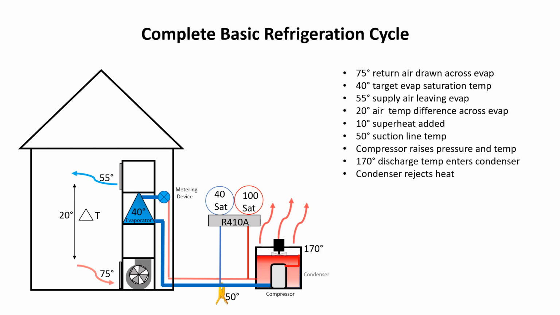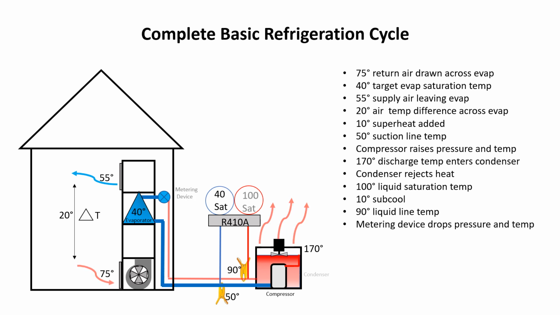The condenser fan pulls air from the outside and the condenser starts rejecting heat. The vapor refrigerant first cools down to its saturation temperature of 100 degrees, then it changes state to a liquid and continues to subcool another 10 degrees until the liquid line reads 90 degrees.